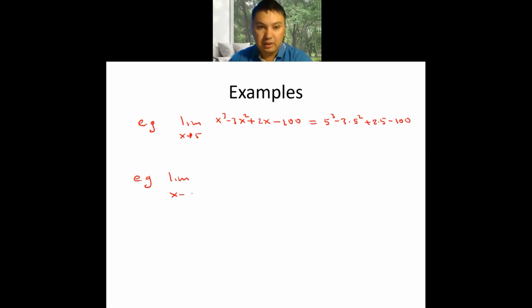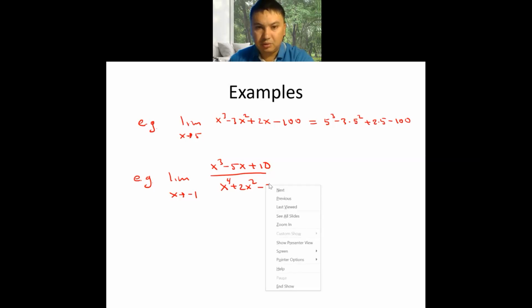So let's let x equal -1. Let's look at some polynomial: x cubed minus 5x plus 10, divided by, now for the denominator we need to pick something that is not 0, right? Let's do x to the power 4 plus 2x squared minus 2.